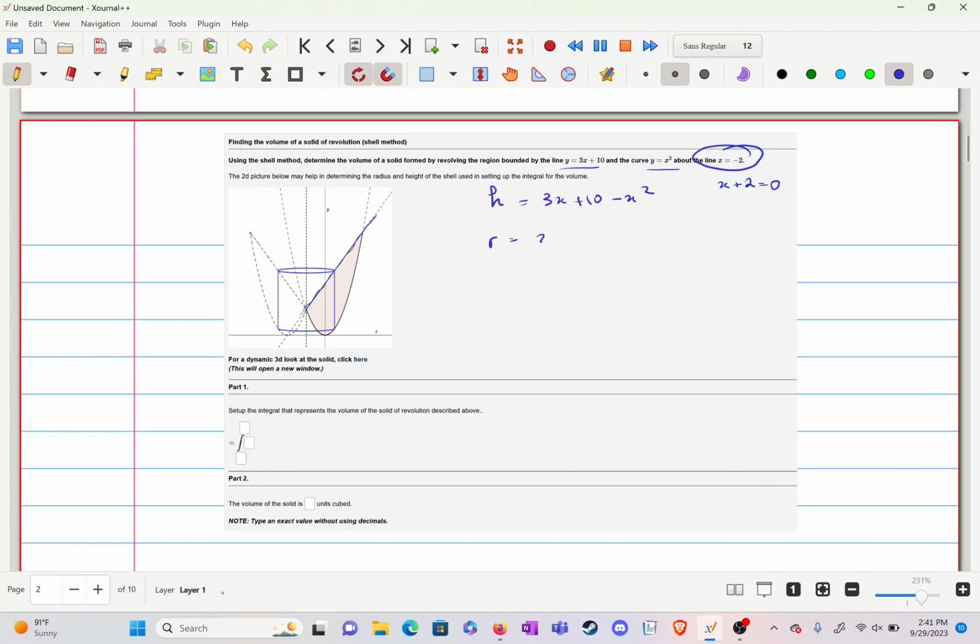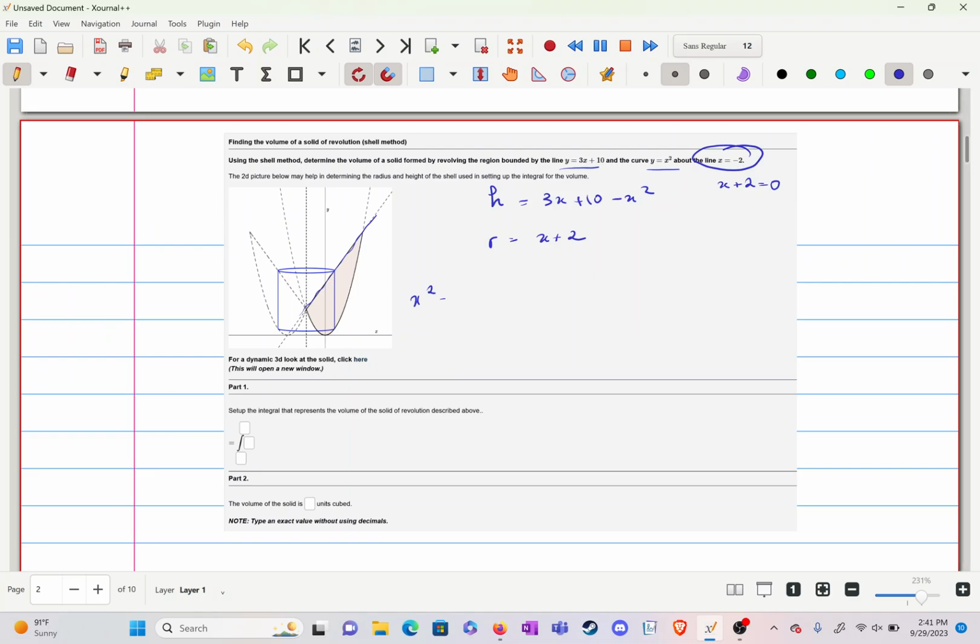Radius is our x plus 2. Remember, we're multiplying them together. We get that 2 pi out in front. But we are missing our bounds. So let's solve this. First off, I like to multiply by a negative. So we're going to multiply this by a negative.